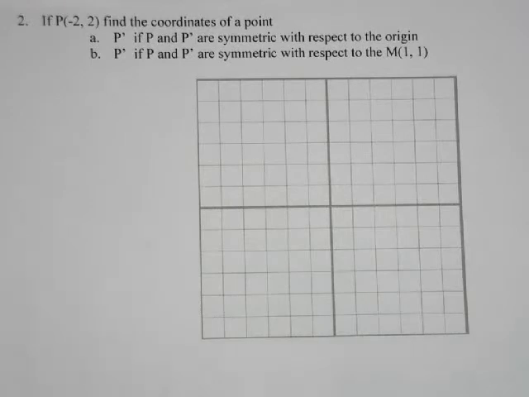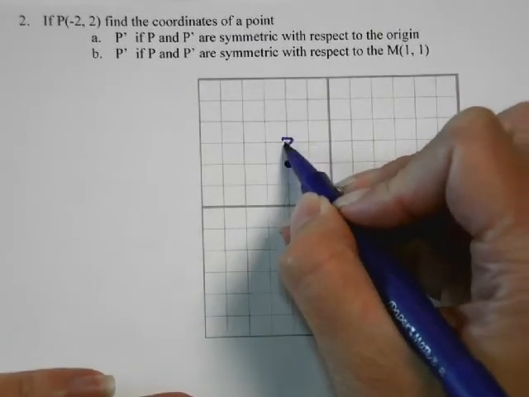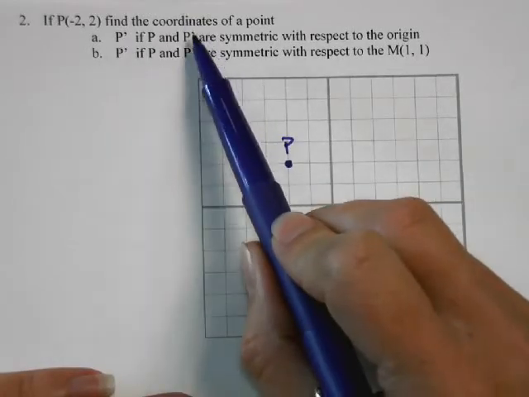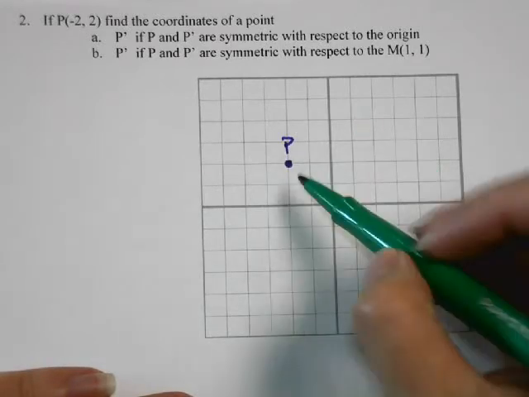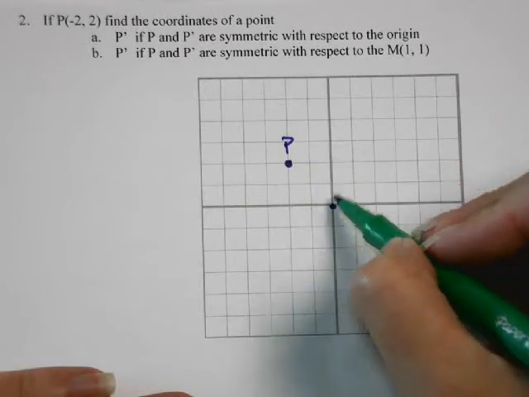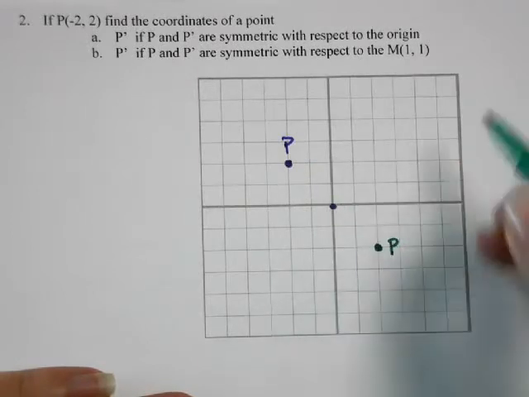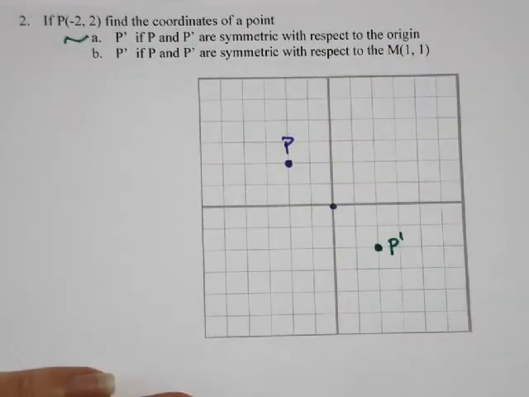All right, so we're going to do an example here. If P is at (-2, 2), we'll go ahead and plot that point. There's P. We're going to find the coordinates of a point P prime if P and P prime are symmetric to the origin. So here's the origin. An easy way to do this is to stair step it. If I go from here to the origin, I'm going over 2, down 2. I'd repeat that, over 2, down 2, and then those are now symmetric to the origin.